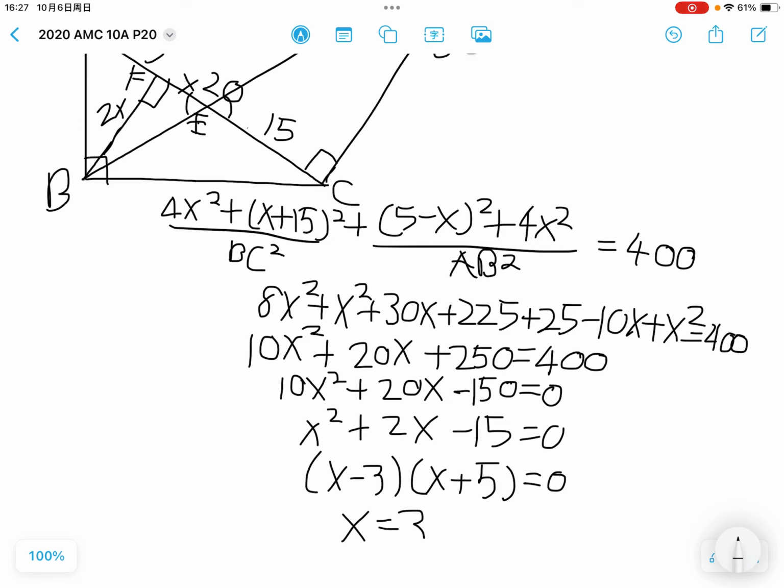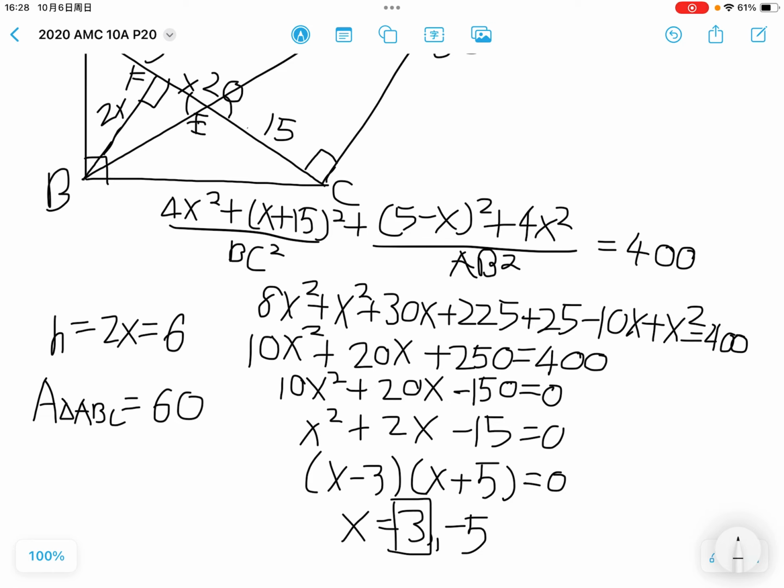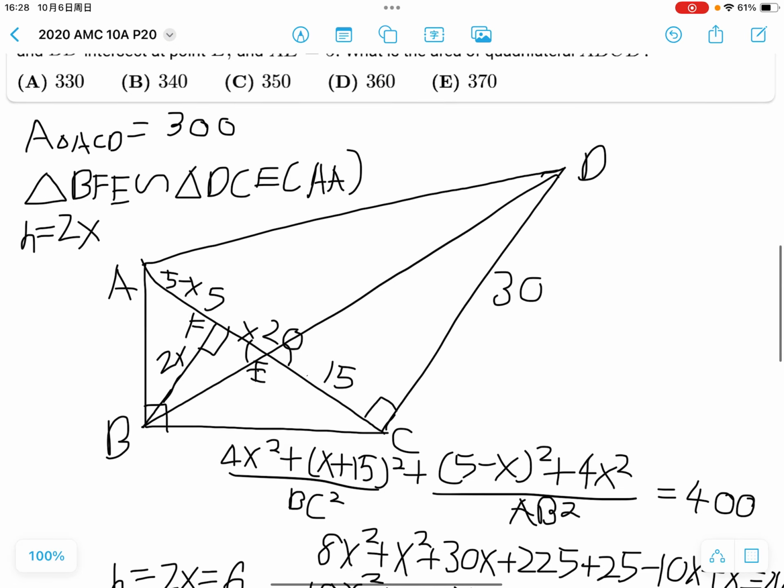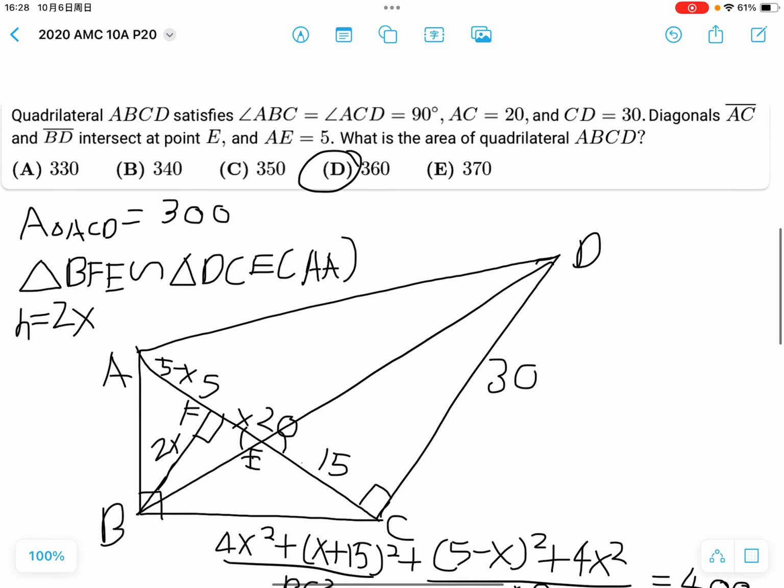So x is either 3 or negative 5. Now in this case, x must be 3 because we're talking about side lengths, and side lengths are not negative. So since x is 3, the height 2x is just 6. So the area of triangle ABC is base times height over 2, which is 20 times 6 over 2, which is 60. And we also know that the area of ACD is 300, so the answer is 300 plus 60, which is 360. So that's our answer.